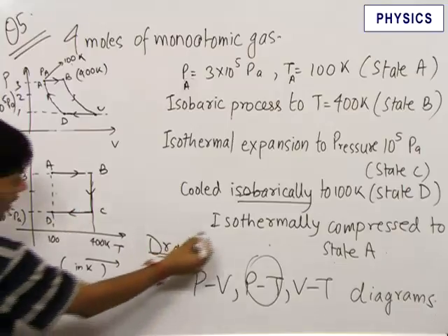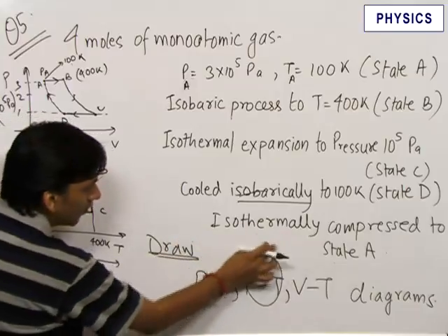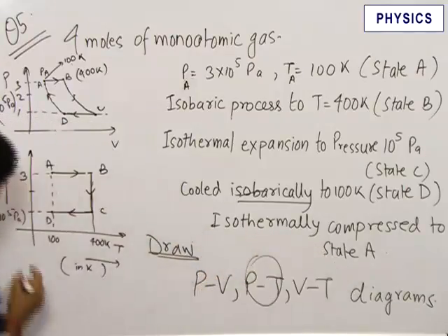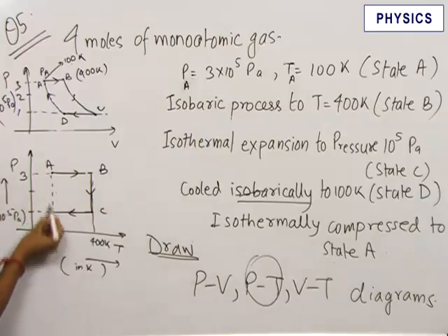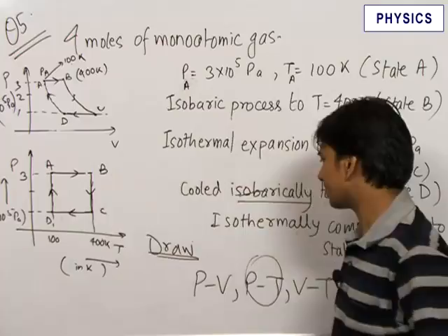Now we bring it isothermally back to state A. So this is an isothermal process which can bring it to state A, since both D and A are at the same temperature. So the final PT graph looks like this.